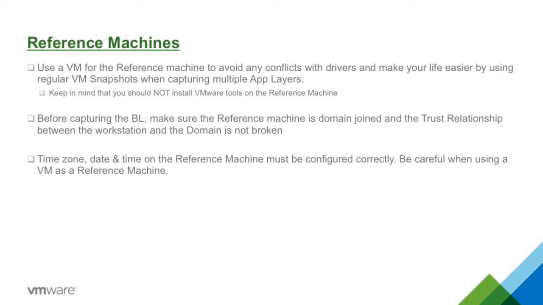Before capturing the base layer, you need to make sure that the reference machine is part of a Windows domain, and you need to make sure that the trust is not broken. So if the trust between the Windows domain and the client is broken, then you will have problems when you deploy that base layer to all the clients. If you use a VM as we recommend, you need to make sure that when you revert the snapshot, it will take time for Windows to synchronize the time again with the domain. So you need to make sure that you give at least some time, just to make sure that the client will synchronize the time before you do the capture of the base layer.